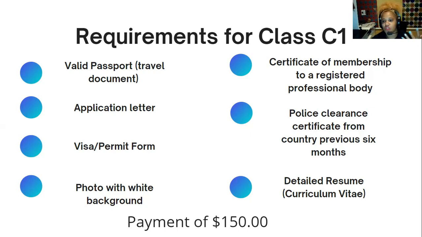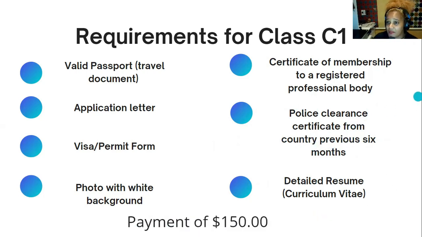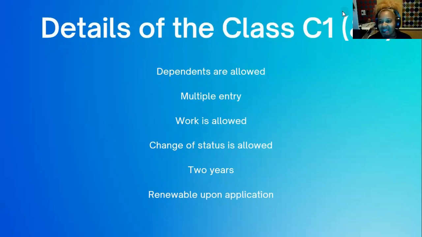They want a society that is moving in unison and together and rotating around. So they're just making sure that this is a visa opportunity for these people who already have a job. They could actually stay here and work, but they just have to prove they have income. You do need a police clearance certificate from the country you stayed in for the previous 6 months, and a detailed resume, which they call curriculum vitae, and those are your requirements for Class C1 at this time, with a payment of $150.